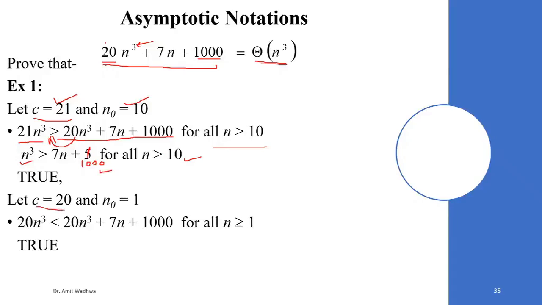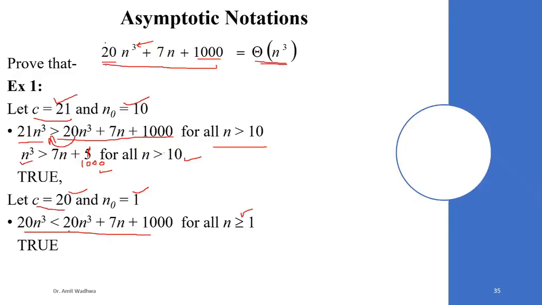If I choose on the next side c as 20, so that means we are talking about a different value of c, that is c1, c2, and n not equal to 1. Based on this I am checking this, so we can say that for all values of n greater than or equal to 1, this condition will be true. So if I put n here as 1, it will be 20 on this side, and it will be 20 plus 7 plus 1000. So it will always be less than this.